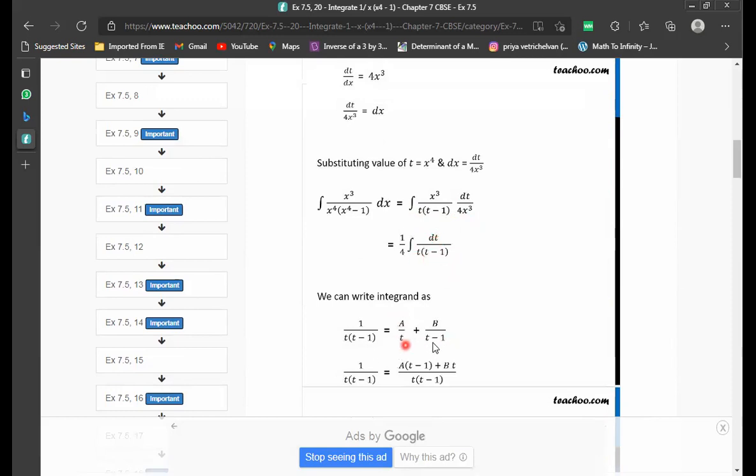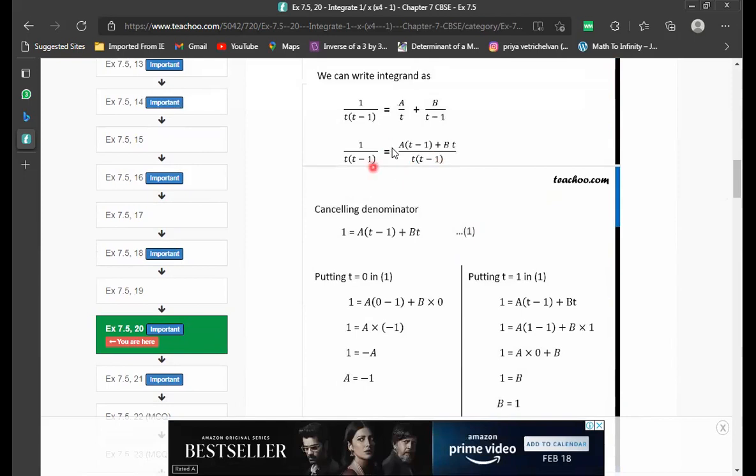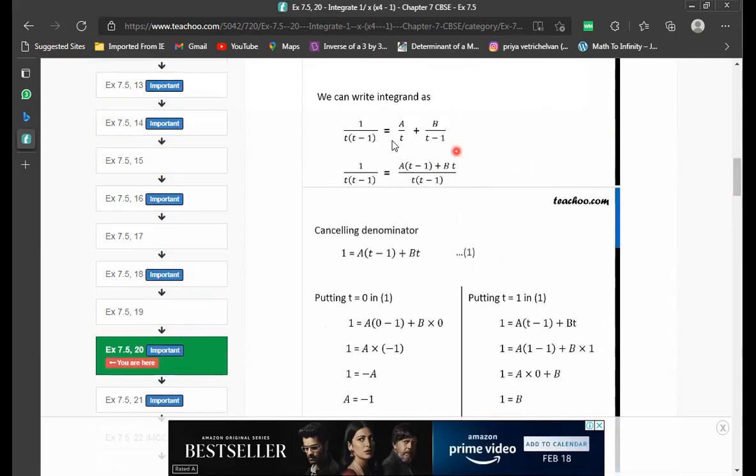Using partial fractions, you can write it as a upon t plus b upon t minus 1. Take the LCM and cancel the denominators. Equate the numerators alone. When you substitute t as 0, you'll find the value of a, and when you substitute t as 1, you'll find the value of b. Then substitute the values of a and b back in.